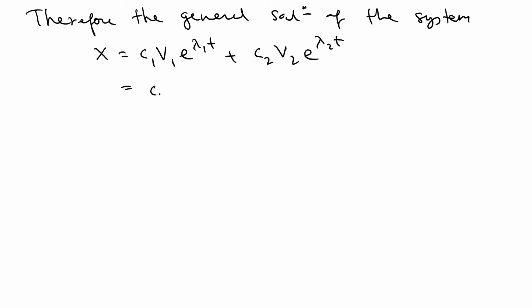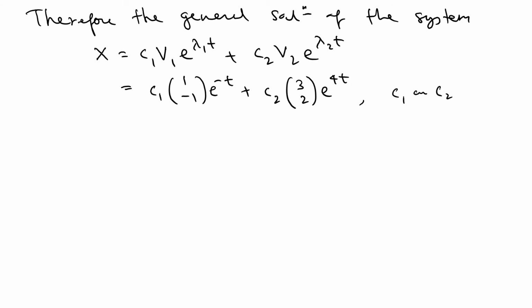So that means it is C1, the first eigenvector, times e to the negative t, plus C2, the second eigenvector, which is 3, 2, times e to the 4t. So that's the solution where C1 and C2 are constants. Good. So let's look at another example, like a 3 by 3 example with distinct eigenvalues.